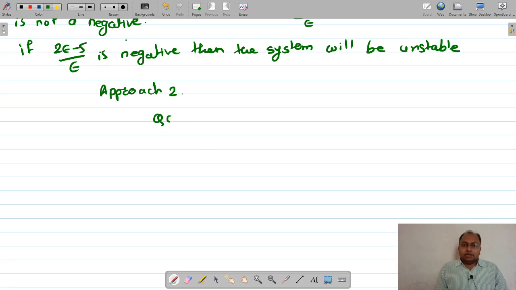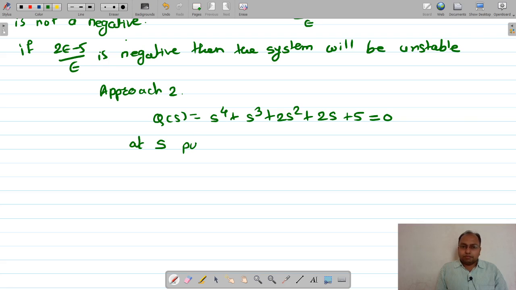Let us write again that particular polynomial equation, s raised to 4 plus s cube plus 2s square plus 2s plus 5 is equal to 0. Now, instead of s, put 1 by z. Wherever there is an s, you just put it as 1 by z, and we'll go for solving the same kind of thing.